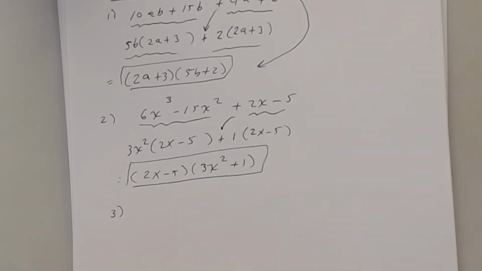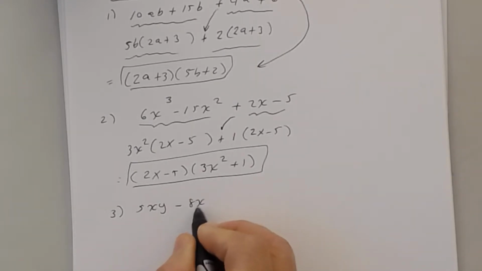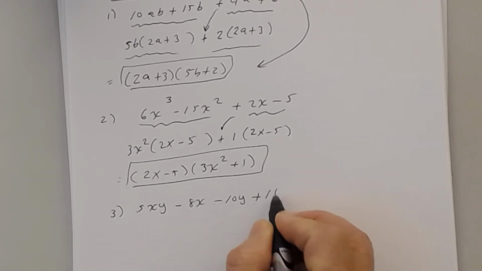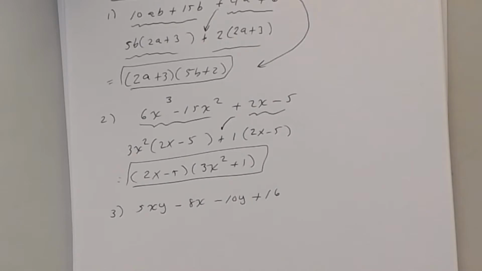Number 3, suppose we had this: 5xy minus 8x minus 10y plus 16.